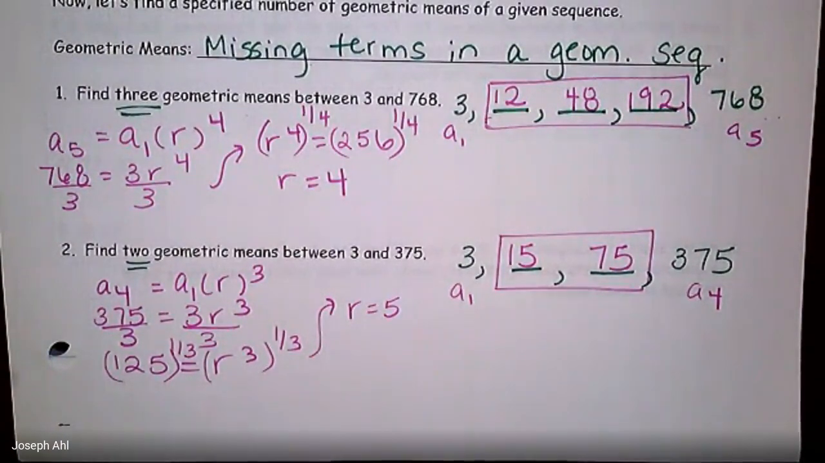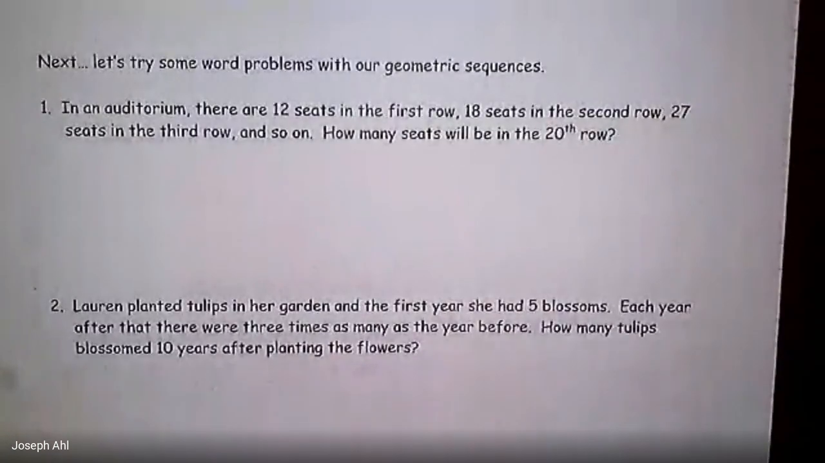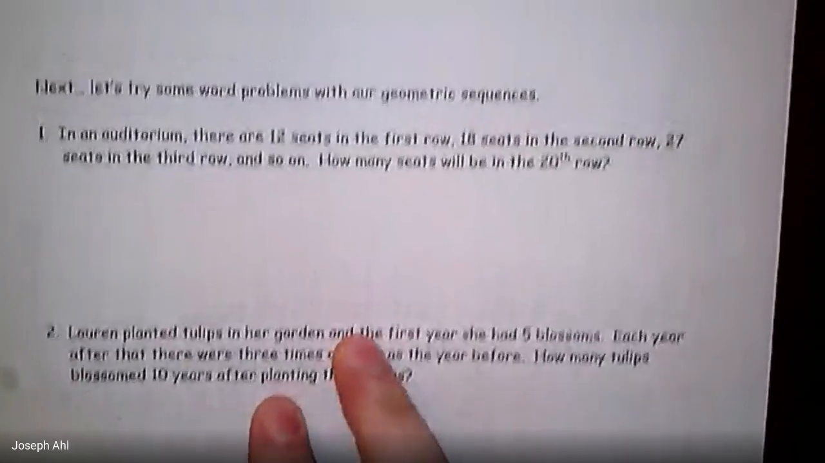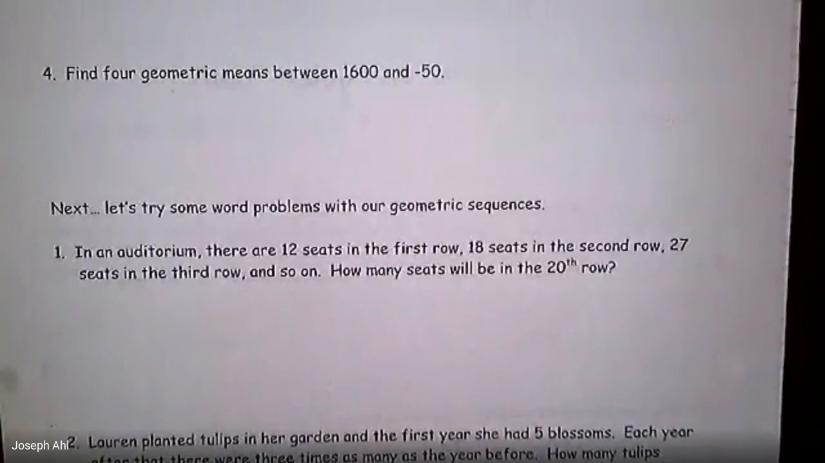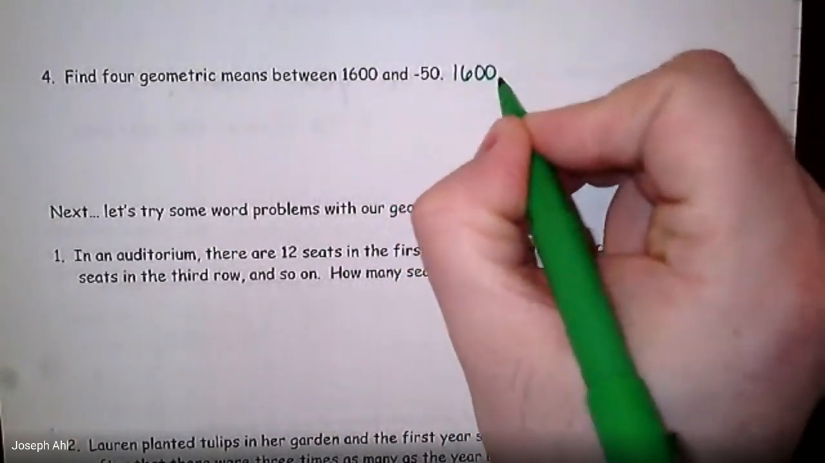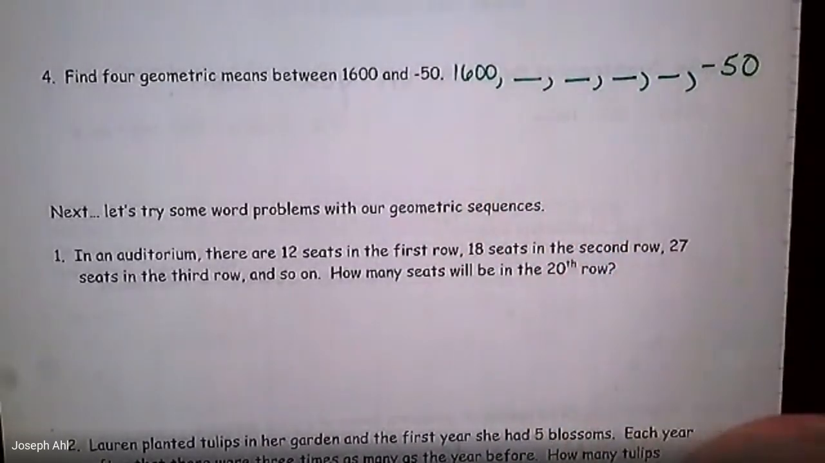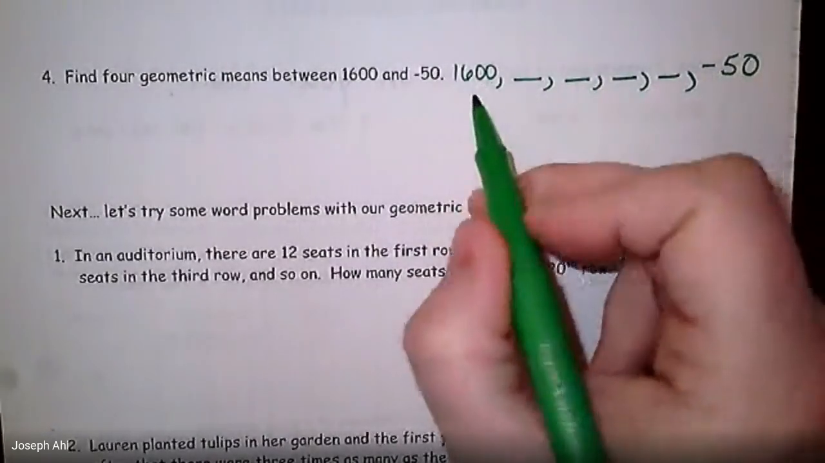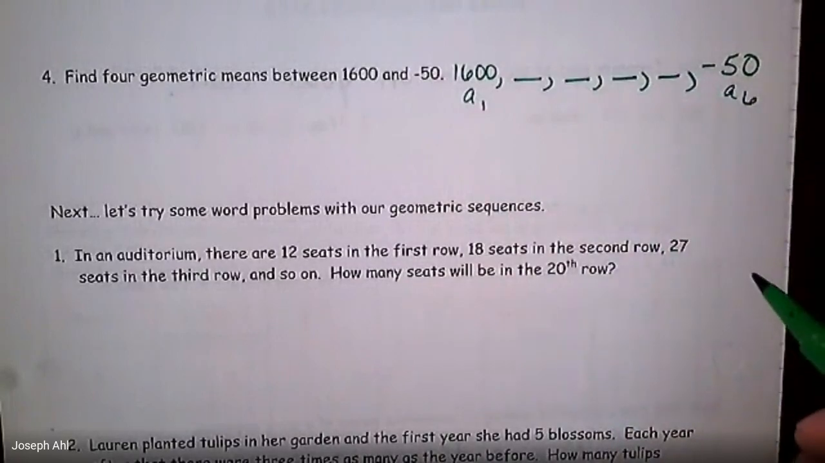I think you probably have caught on to the idea by now. We might benefit from trying one more question like it. Let's do number 4. So if you take a look at number 4, it says to find 4 geometric means between 1600 and -50. Okay, so the idea here would be 1600, 1, 2, 3, 4 spots, and then at the end you get a -50 out of that. So 1600 is your A1, and -50 is actually all the way down here at A6.